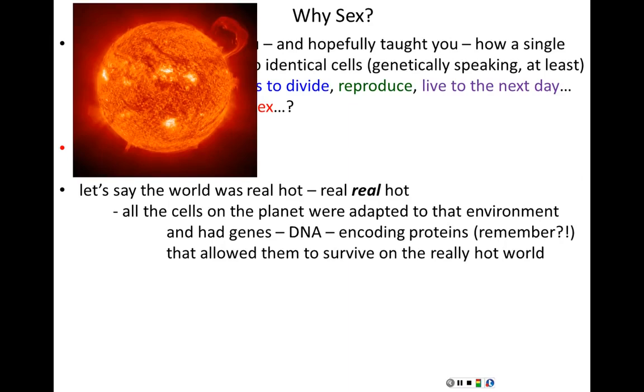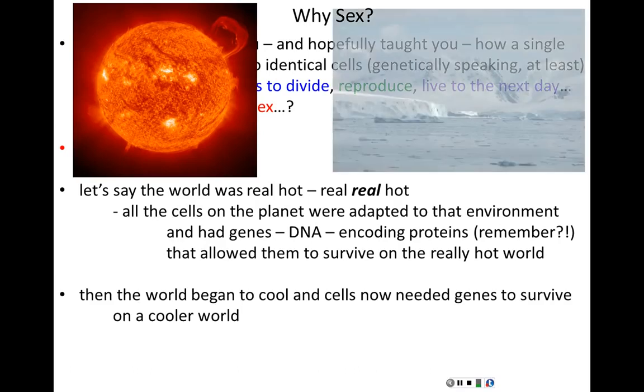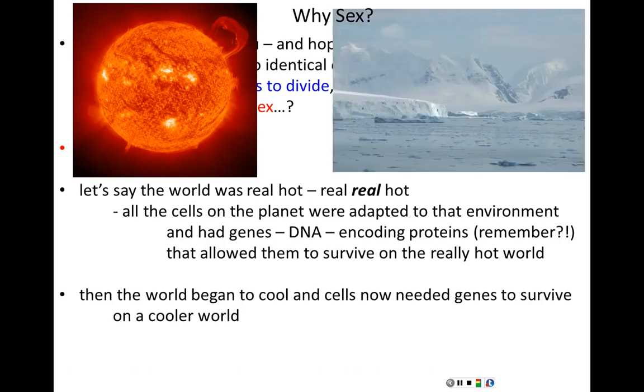And all the cells on this planet were adapted to that very hot environment and had genes in their DNA encoding proteins, which do everything, remember, that allowed them to survive on that really hot world. Hey, that's great. You're going to have these single individuals perfectly adapted to this hot planet that continue to divide and thrive. But things change.